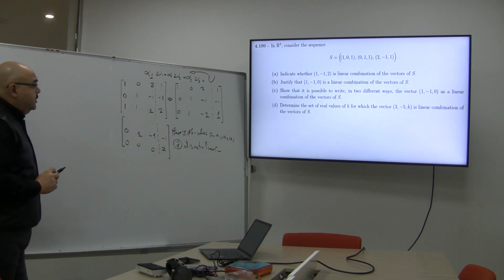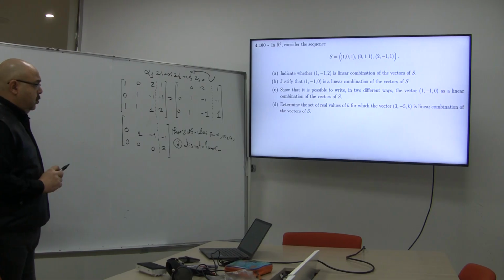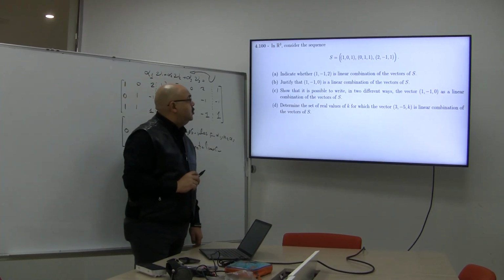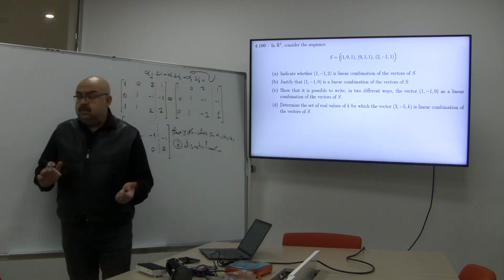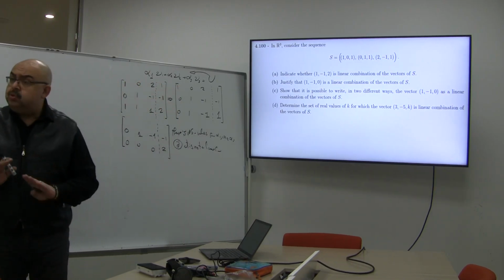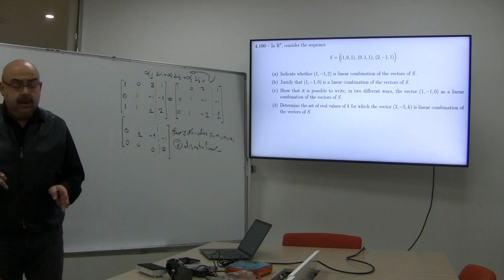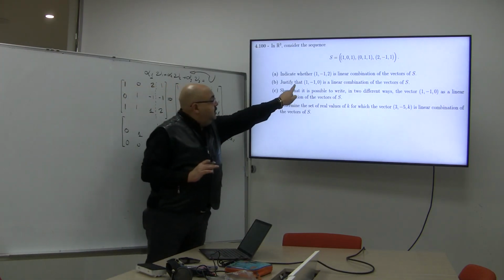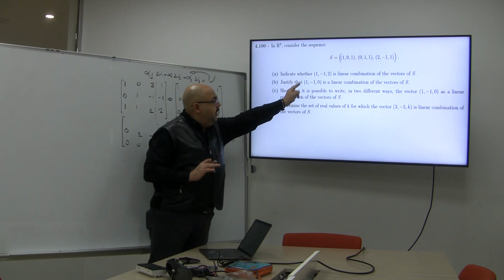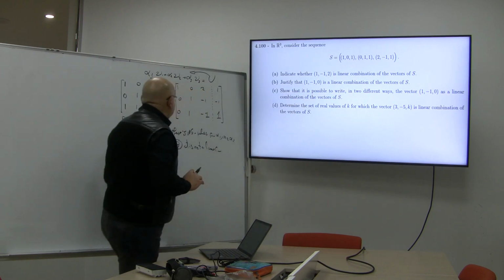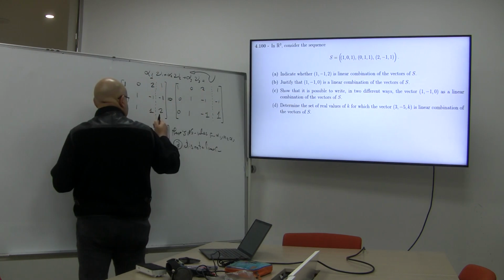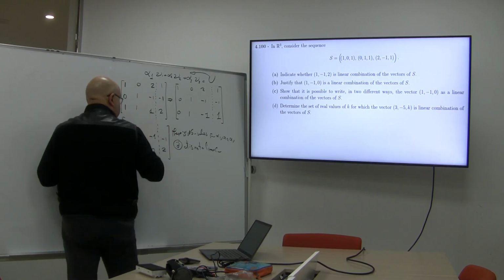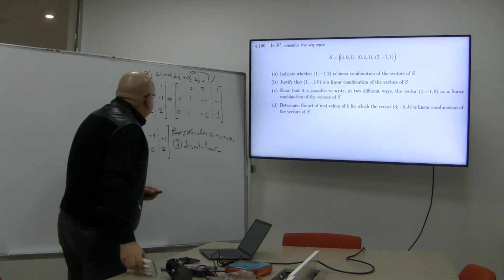For number B, he's saying to justify that 1, negative 1, and 0 is a linear combination of the vectors of S. All I have to do is just replace the result column by these numbers, which are 1, negative 1, and 0. If we do so, we will have the first step almost the same. So this is the main point. Then I will change the vector.